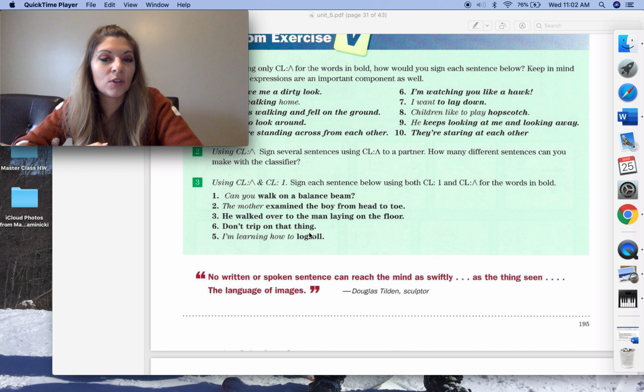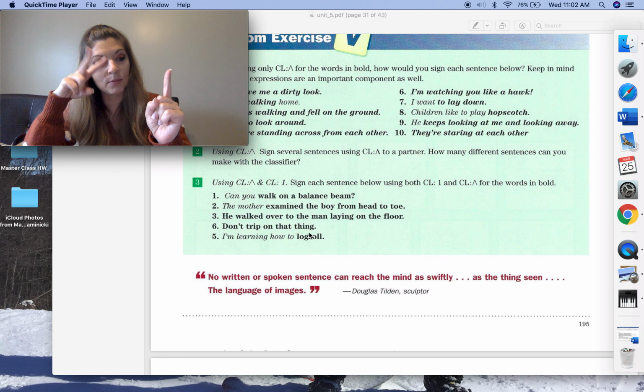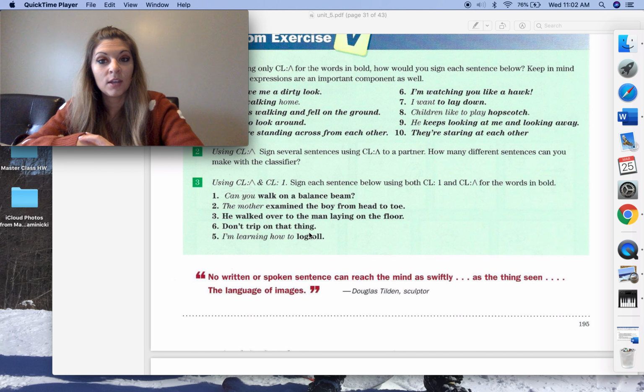The mother examined the boy from head to toe. So the boy's going to be standing as CL1, and then the mother looked him up and down. So eyes. He walked over to the man lying on the floor.